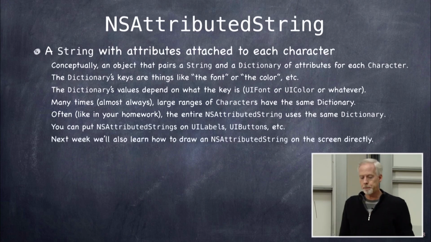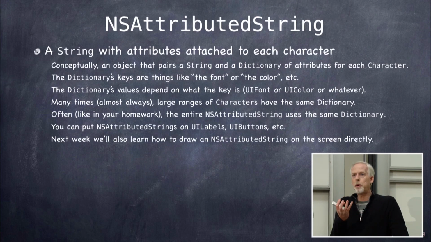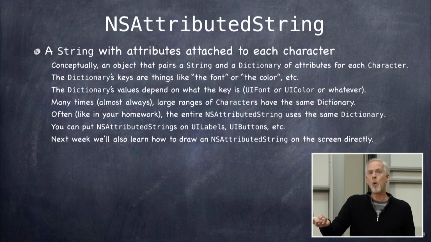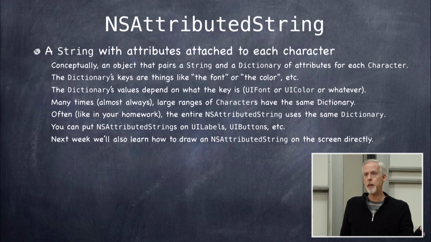Once you have an attributed string with all those fonts and colors for each character, now you can use it to set the text in a UILabel, or to set the title of a UIButton, or next week we're going to learn how to draw it directly on screen in our own drawing classes. Okay?